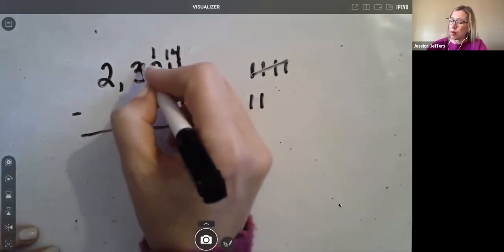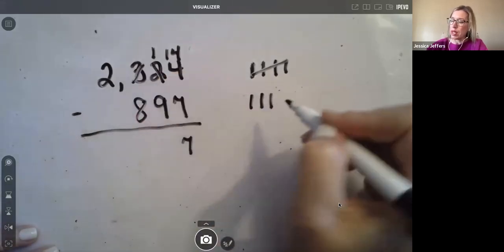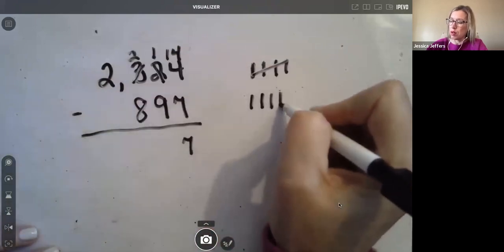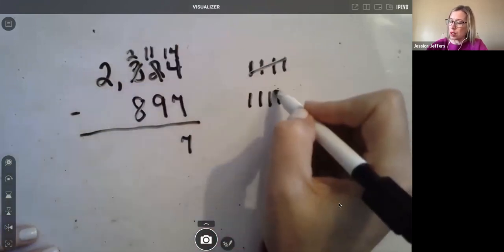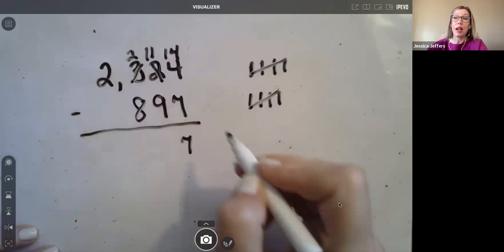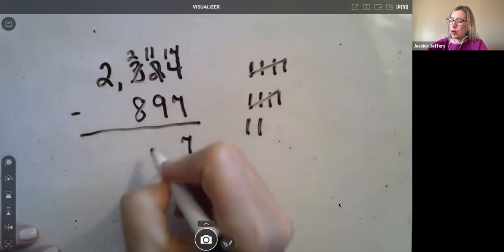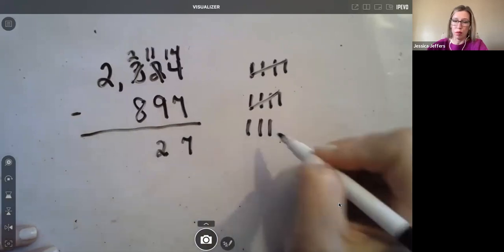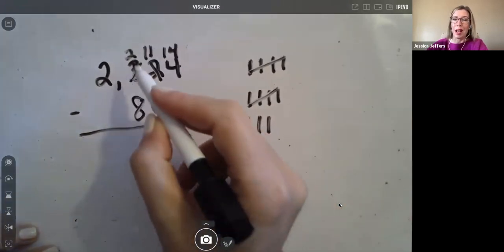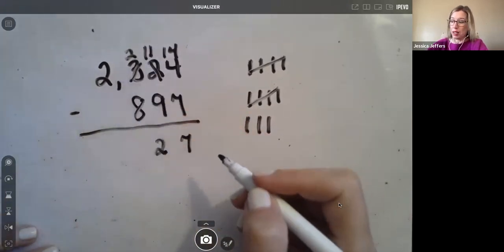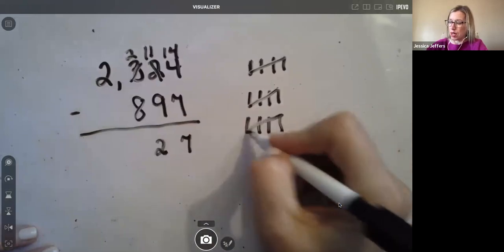I'm going to go next door and borrow from the 3, which is not a 3. I'm going to make it a 2, which is not a 2. Give the 1 to the 1, which is not a 1. And now I have 11 minus 9. That's not an 11. That's not a 9, which is 2, which is not a 2. 2, take away 8, can't do it. Not a 2, not an 8.